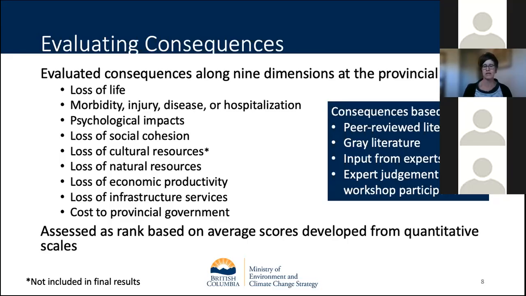Like I said, this was based on a range of information based on peer-reviewed and grey literature and input from experts and participation during workshops. And once again, we used a consequence rating scale from 1 to 5, and each consequence was averaged based on an analysis of each of those particular consequences. Next slide, please.